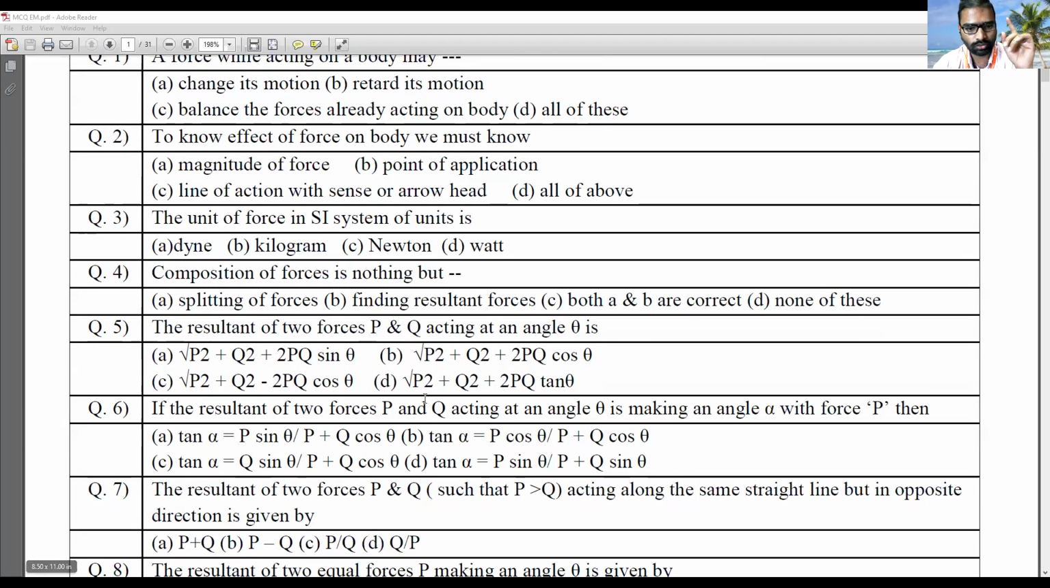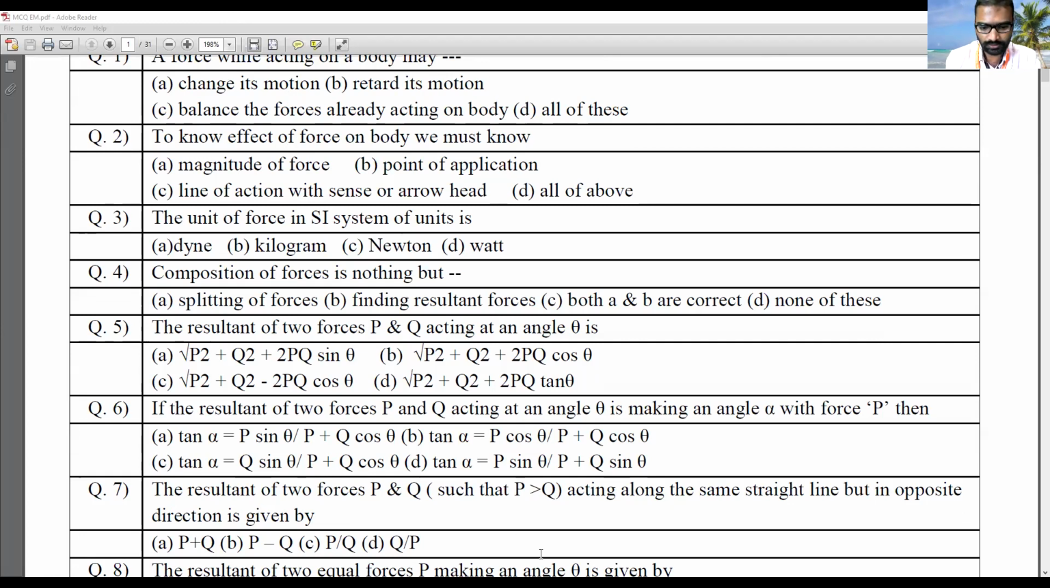Next, those who know the answer, you have to raise your hand. Okay, I will ask. Don't give random answers. The resultant of two forces P and Q such that P is greater than Q acting along the same straight line but in opposite direction is given by. Those who know the answer, raise your hand. Question number 7. I will explain this also.